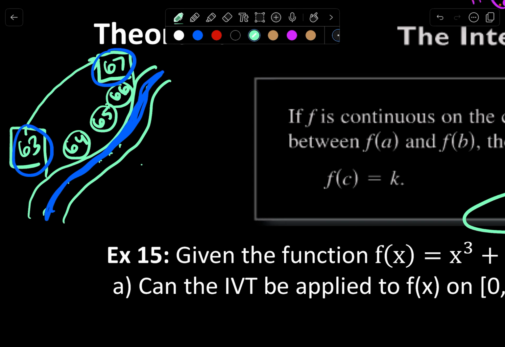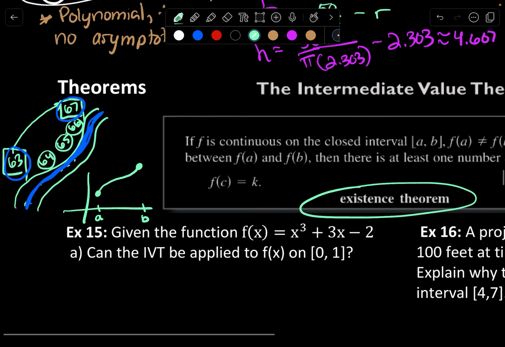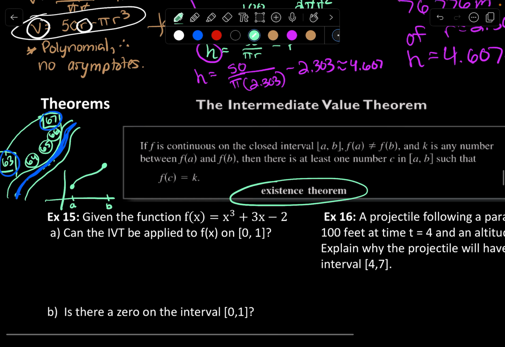So it's a bunch of numbers, of course, but it's just saying if we think that this is a and this is b, we have a point here and a point here, and it's a continuous function, okay? We are just going to say that there is at least one number in between here, c, such that we'll have an output here. And that output will be between f of a and f of b.